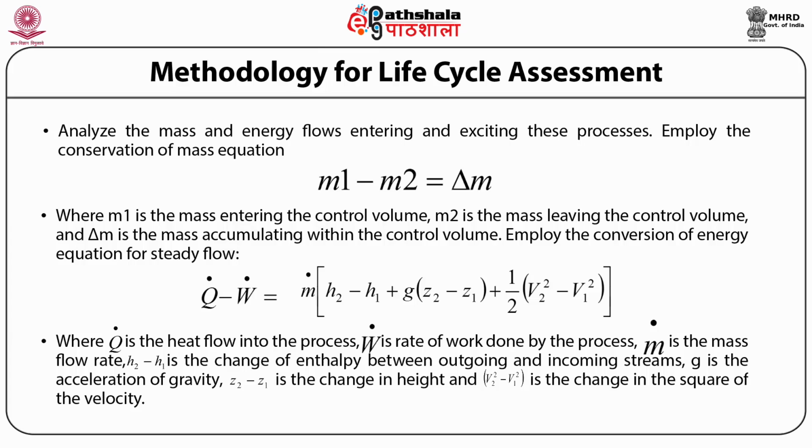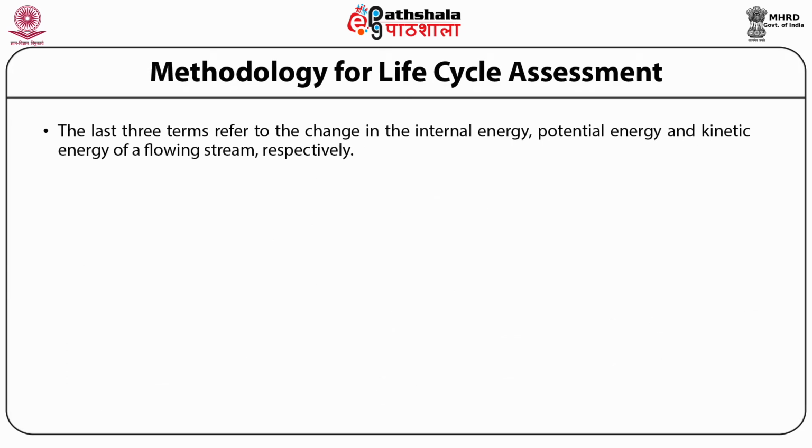gravity. Also, z2 minus z1 is the change in height, and v2 square minus v1 square is the change in square of the velocity. The last three terms refer to the change in internal energy, potential energy, and kinetic energy of a flowing stream respectively.